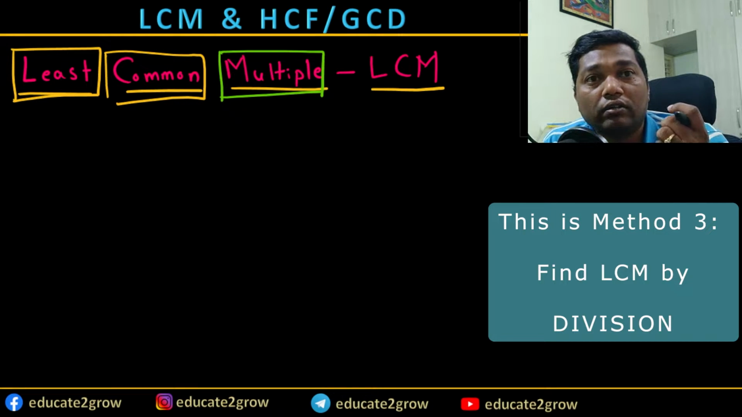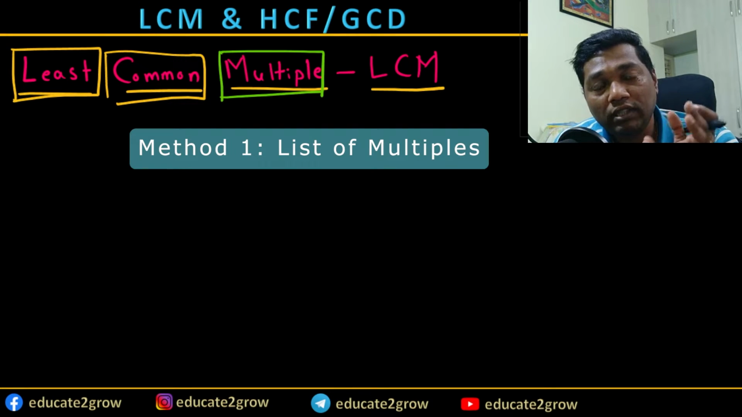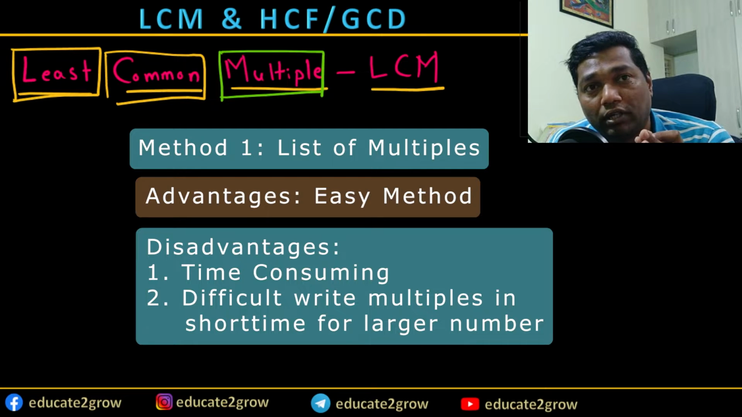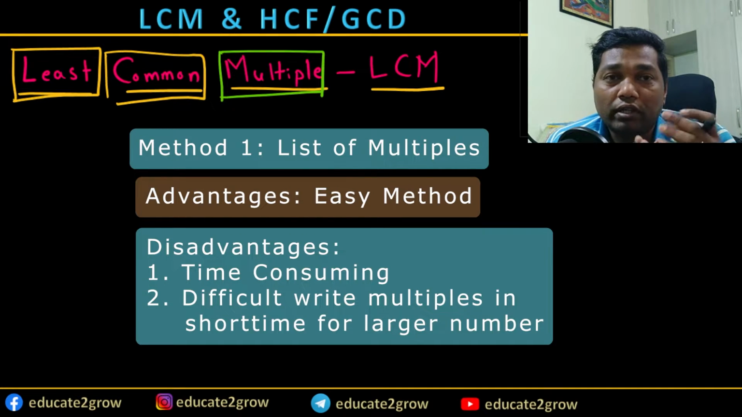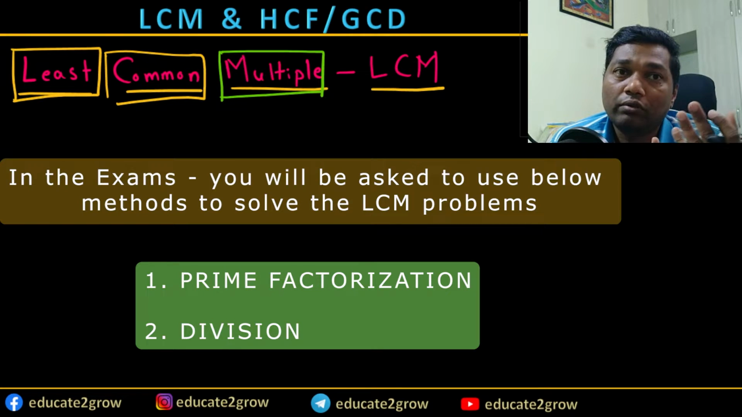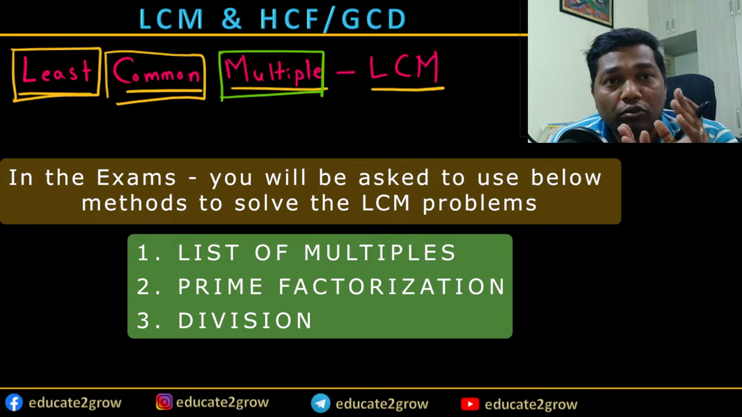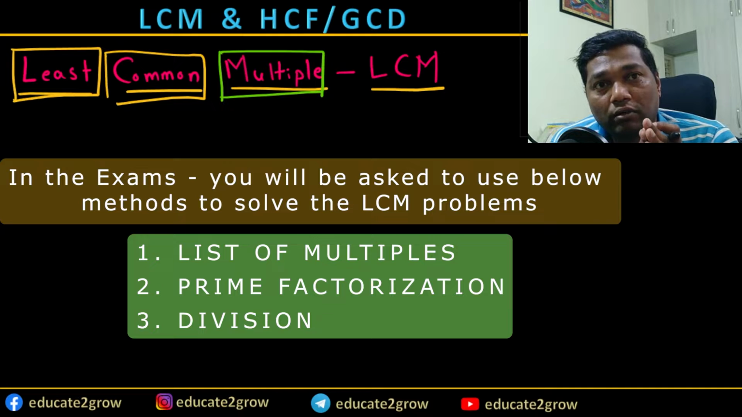So the first method is always easy, but it takes time. It's time consuming. You're not able to find it in a shorter time. If you are given a bigger number, it's quite difficult. That's why we need to get into the second method, prime factorization or division method, to solve. Also in the exam, you will be asked to find the LCM using the factor method, using the list of multiples method, or using the division method. So you should be aware of all these three methods properly.